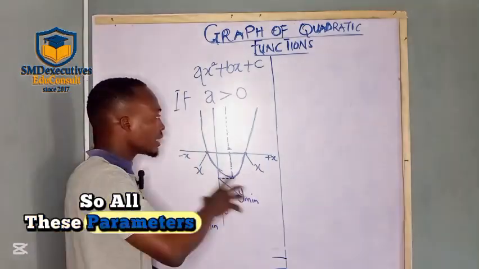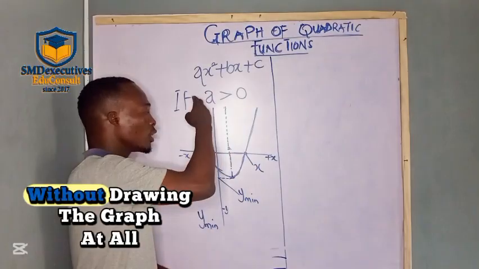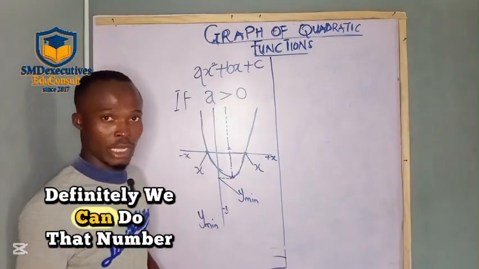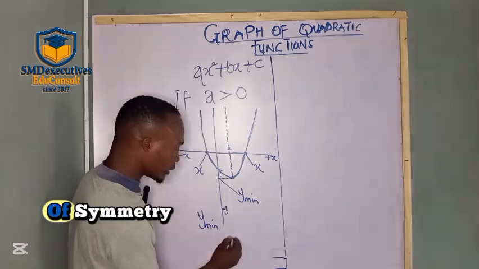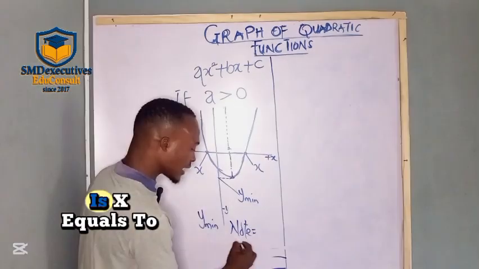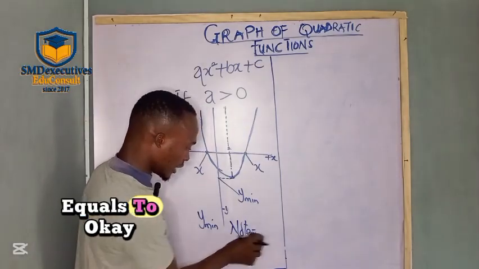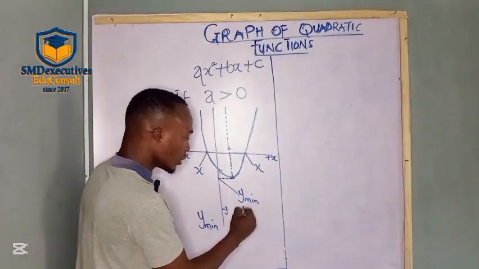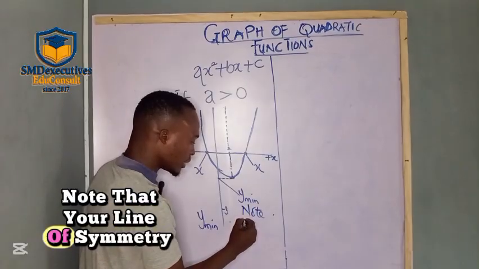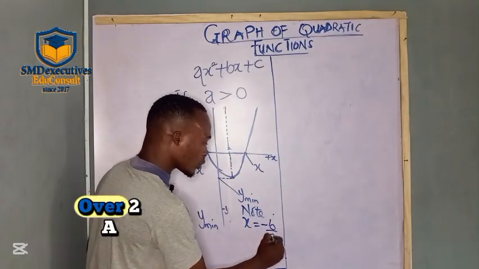So all these parameters, or all these properties we've been talking about, can we get them without drawing the graph at all? Definitely we can do that. Number one, if I'm to get my line of symmetry, note that your line of symmetry is x equals, okay, let's take it this way. Note that your line of symmetry x is equal to minus b over 2a.